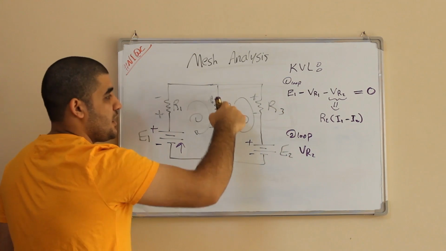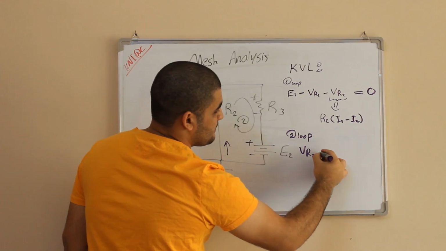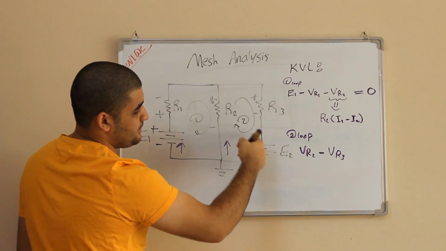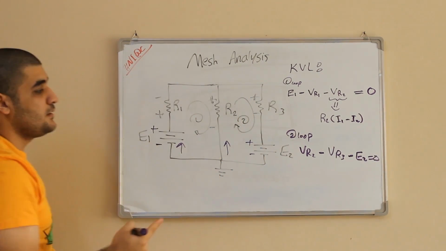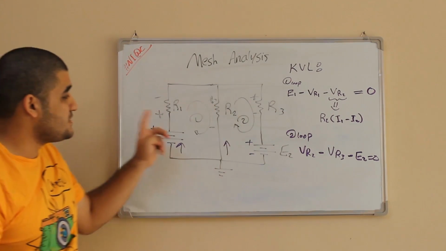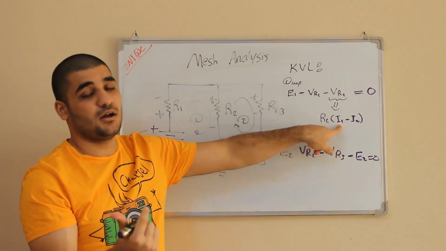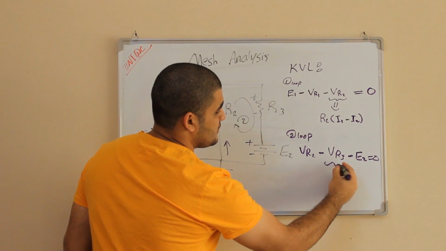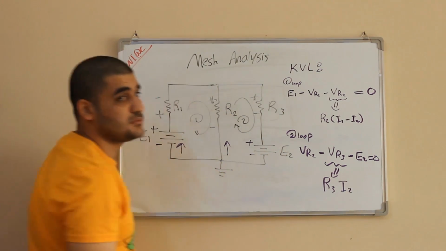Now, to R3, the arrow is going up, up, up, up, then down. So it will face the plus first. So it's minus VR3. Then it's going down, down, down, and faces the plus of the battery, so it's minus E2. All of that is equal to 0. But what is VR2? VR2 is the same as before: R2 multiplying I1 minus I2. And V3 is just R3 multiplying I2.